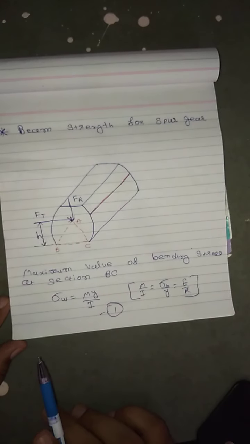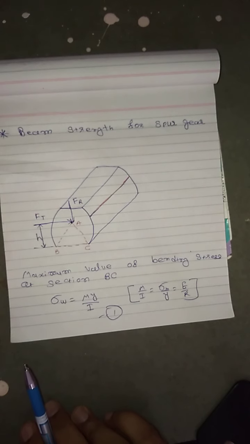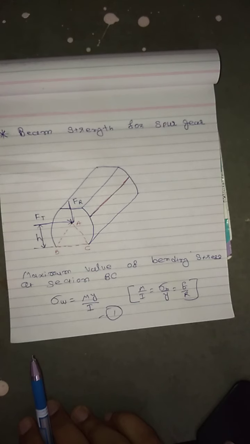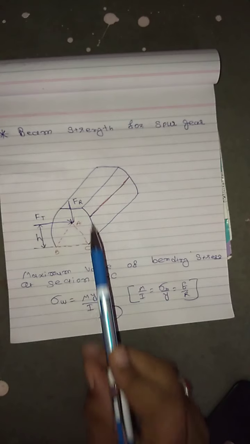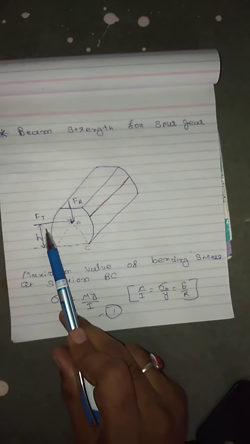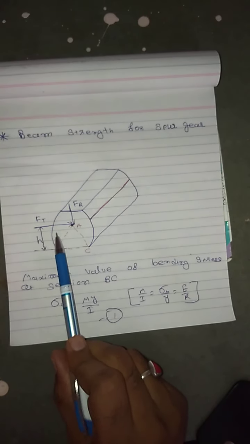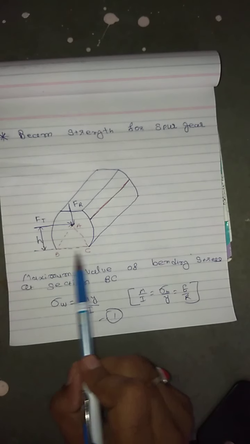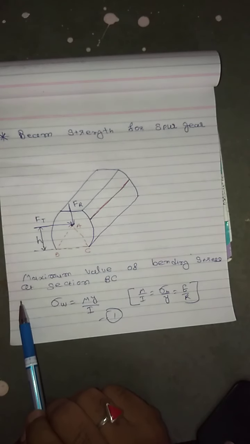Now we will discuss the beam strength theory for the spur gear. In this theory, we are considering our tooth as a cantilever beam, and as we discussed, there are two forces acting on the pitch point, which are Fr and Ft, and Ft is at the edge point, at a distance from the bottom or root of the tooth.